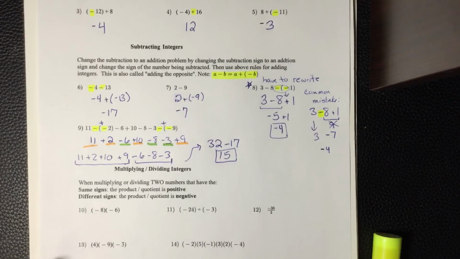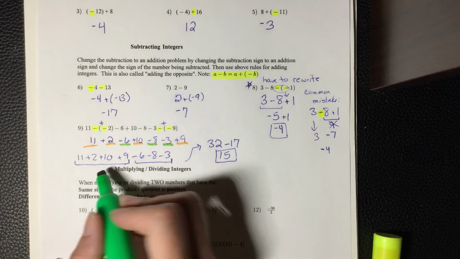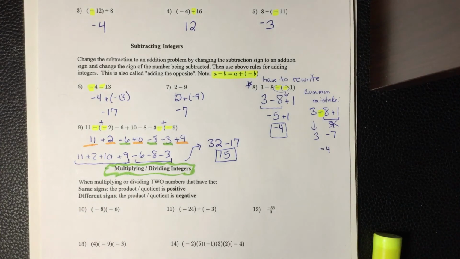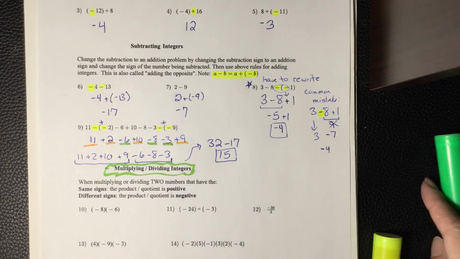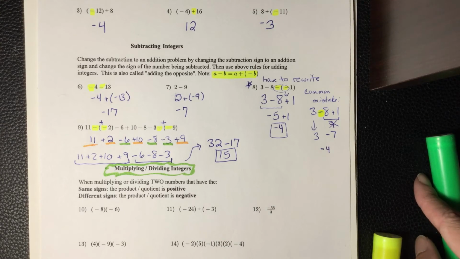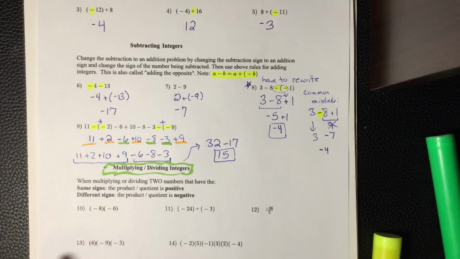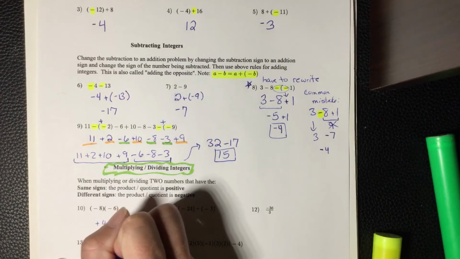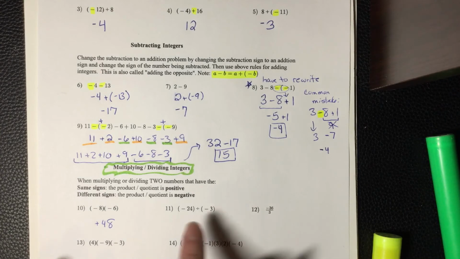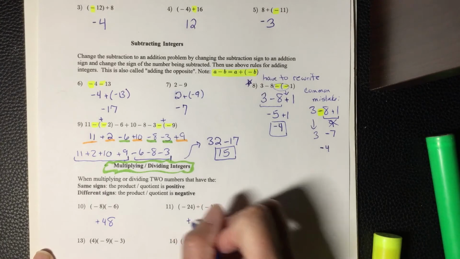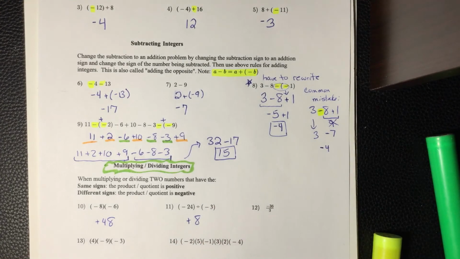Multiplying and dividing rules are quite different, but they're actually easier. Your rules for multiplying and dividing are only for 2 numbers at a time. If you have the same sign, the product, meaning you're multiplying, or the quotient, meaning you're dividing, will be positive. Look at these first 2 examples. A negative times a negative gives a positive product, so positive 48. Same for division: negative 24 divided by negative 3 gives me a positive 8. If the signs are the same, the product or quotient comes out to be positive.